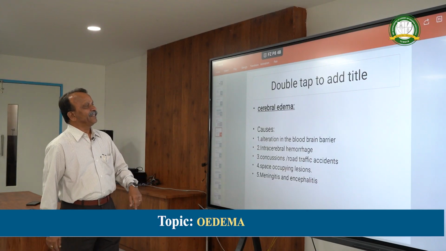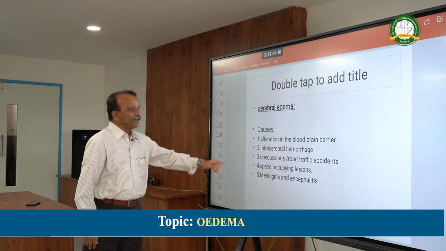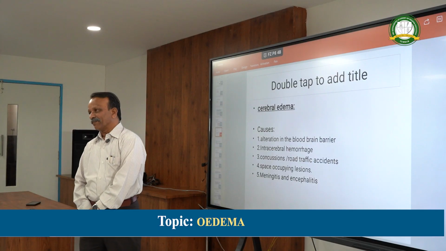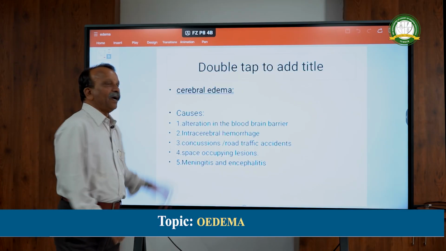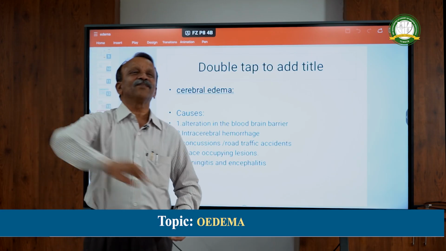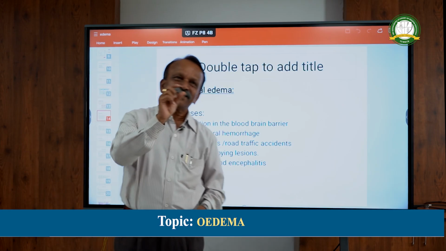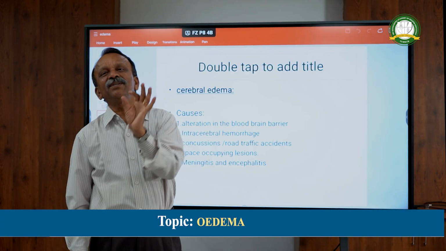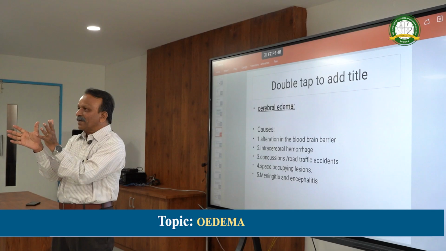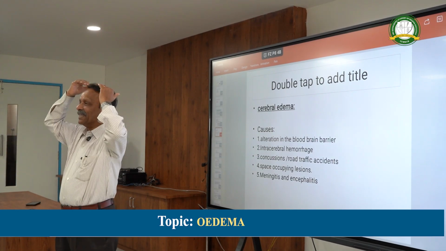Coming to the next one, that is cerebral edema. That is edema of the brain. What are the causes of this cerebral edema? One is alteration in the blood-brain barrier, and whenever there is a hemorrhage within the brain tissue, as we see in case of road traffic accidents. And even in one of the diseases called the aneurysm of the basal blood vessels at the base of the brain, once it ruptures, there will be extravasation. Blood is present within the brain tissue, resulting in the edema of the brain.